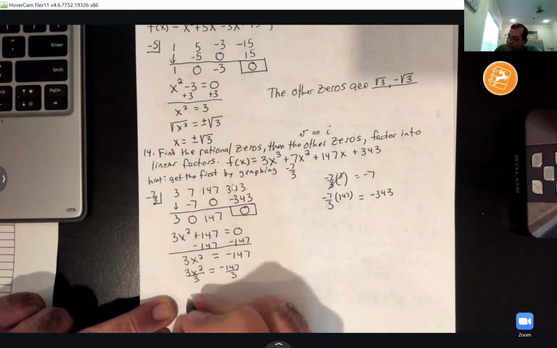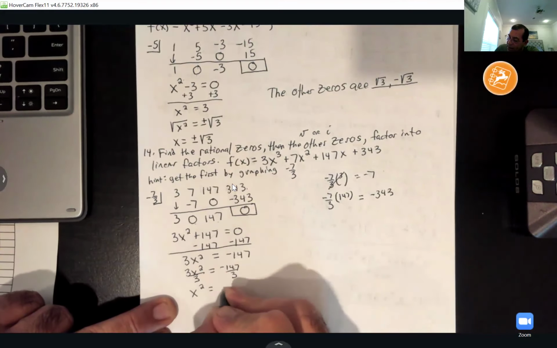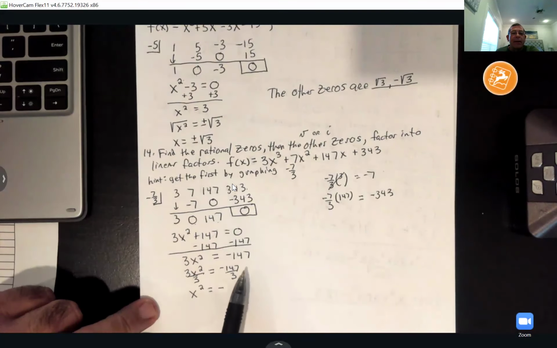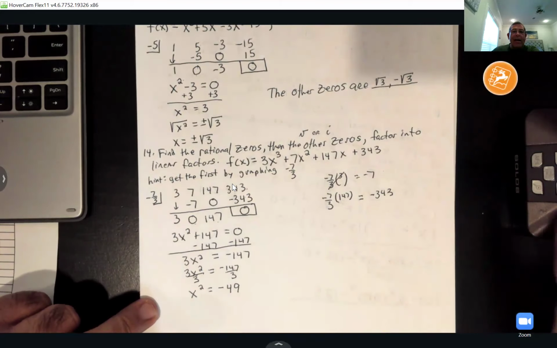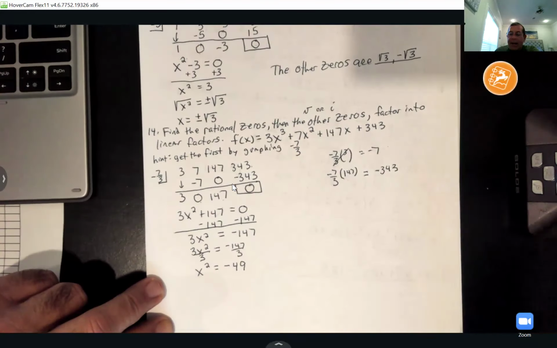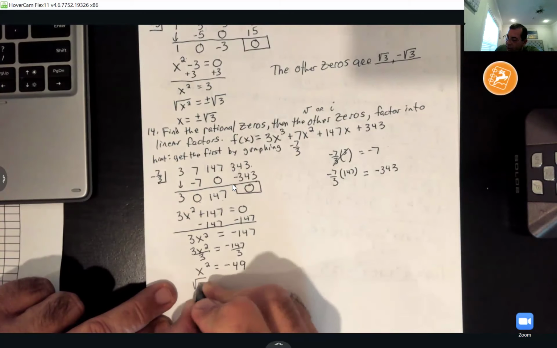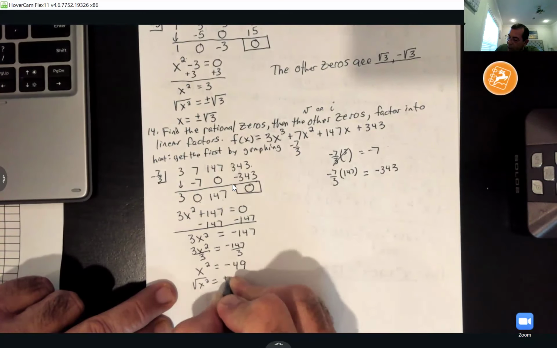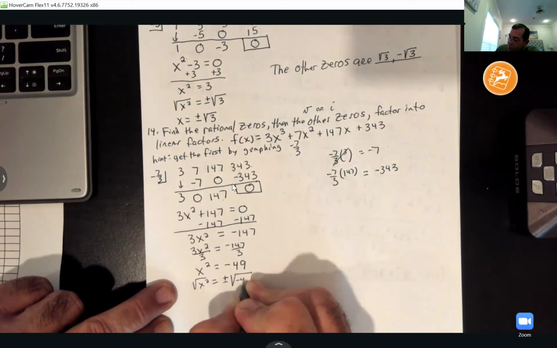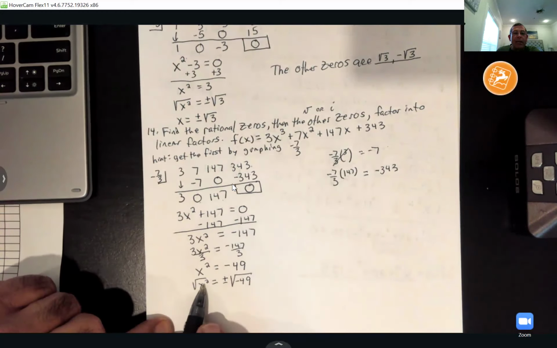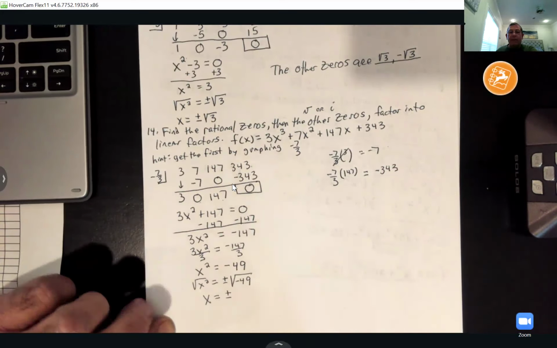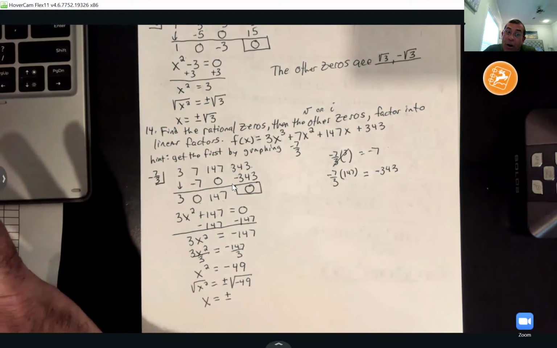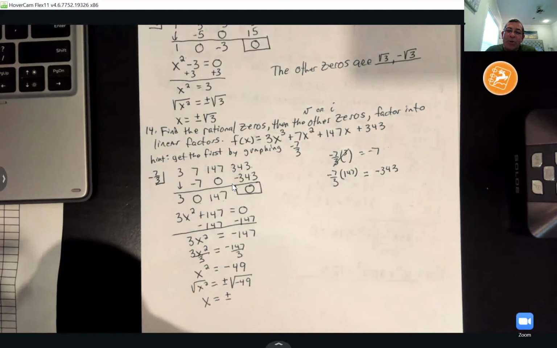All right, so that cancels. I got 1x squared now. So y'all, that's a negative, let's see, 147 divided by 3, that's a negative 49. Now the x squared is ready to have the square root done. So I'll do a plus or minus square root of negative 49. So y'all, this gives me an x for sure. And this will give me a plus or minus. So the question for y'all, what is the square root of that negative 49?